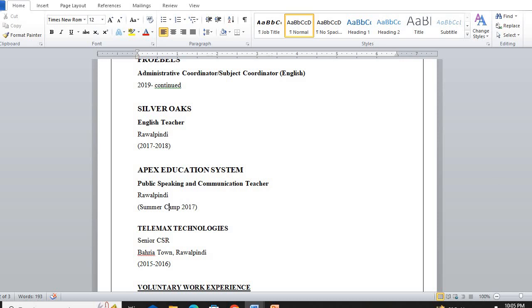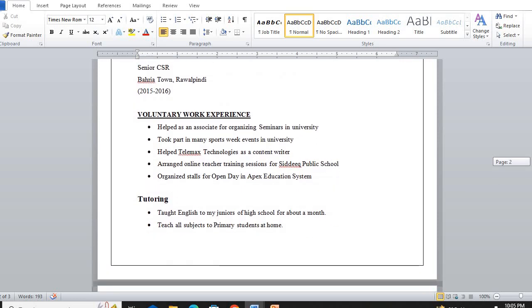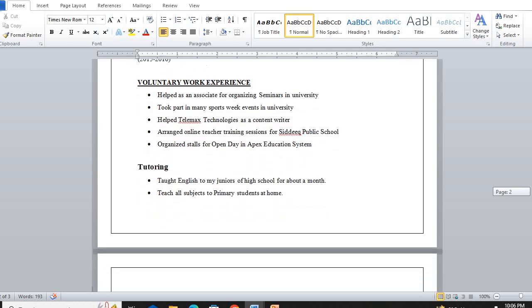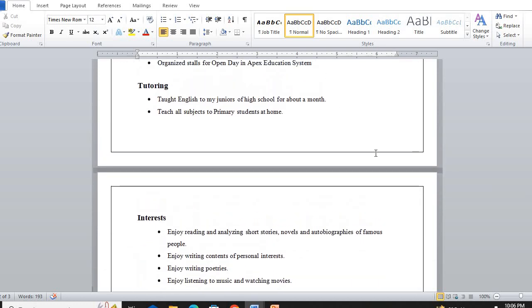Alright. Now, after that, we have voluntary work experience. Helped as an associate for organizing seminars in the university, took part in many sports weeks events in the university, helped technologies as a content writer, arranged online training sessions for another school, organized stalls for open day in Apex Education System, or you can write anything. Arranged a green walk in my own university, so you can write the name of your university.